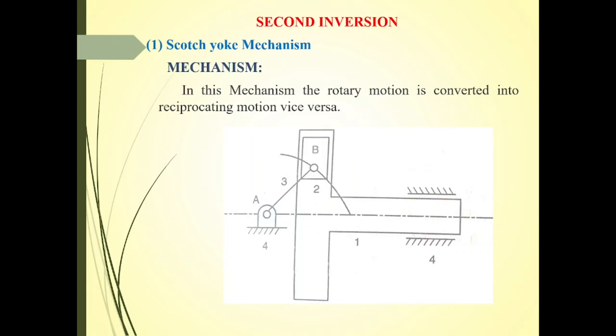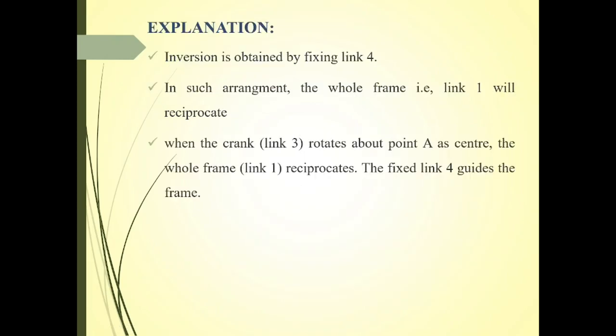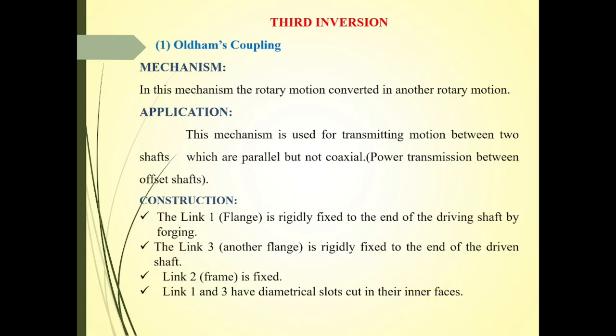Next one is the Scotch yoke mechanism, the second inversion application of the double slider crank mechanism. In this mechanism, rotary motion is converted into reciprocating motion and vice versa. For example, link 3 is a rotating element, rotating clockwise, and automatically slider 2 moves up and down. At the same time, the whole mechanism moves left and right, both actions. The cylinder moves up and down while the T-shaped element moves left and right. That is the Scotch yoke mechanism application.